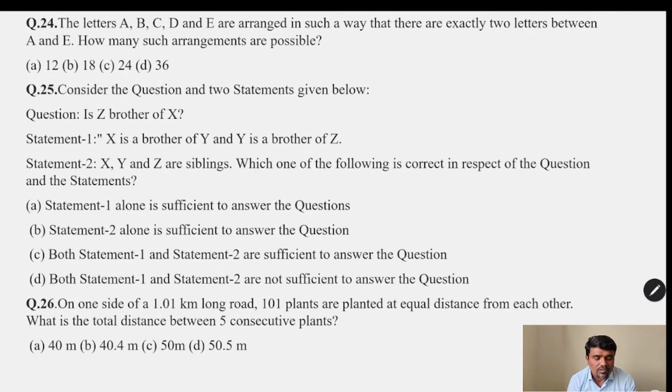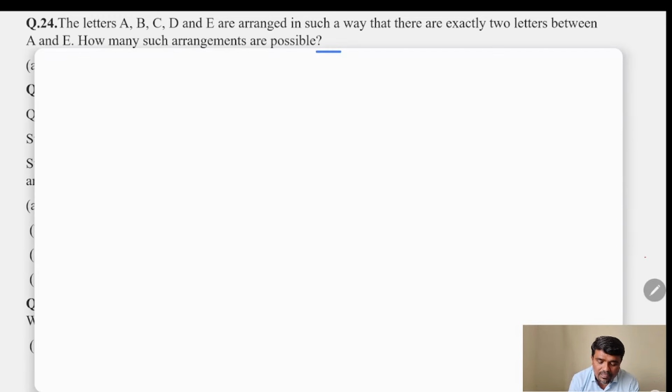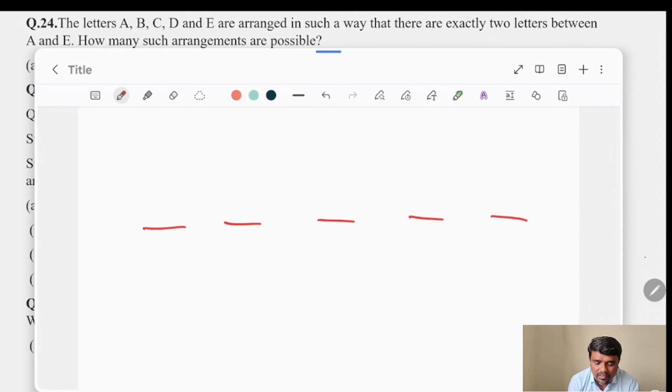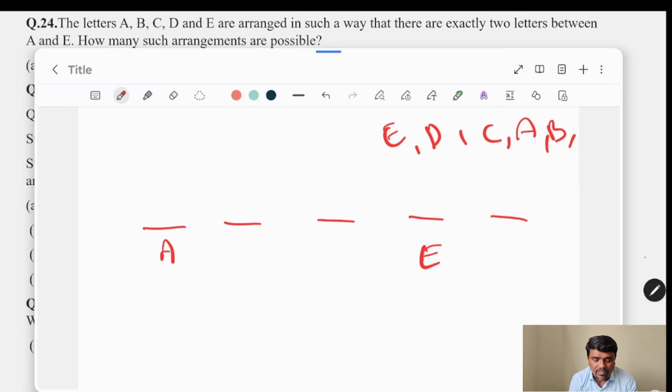Question number 24. The letters A, B, C, D, E are arranged in such a way that there are exactly 2 letters between A and E. How many such arrangements are possible? Permutation and combination. Five letters A, B, C, D, E and 5 places. But the condition is that between A and E there are exactly 2 letters. I'm not sure where A is and where E is; maybe they are interchangeable.